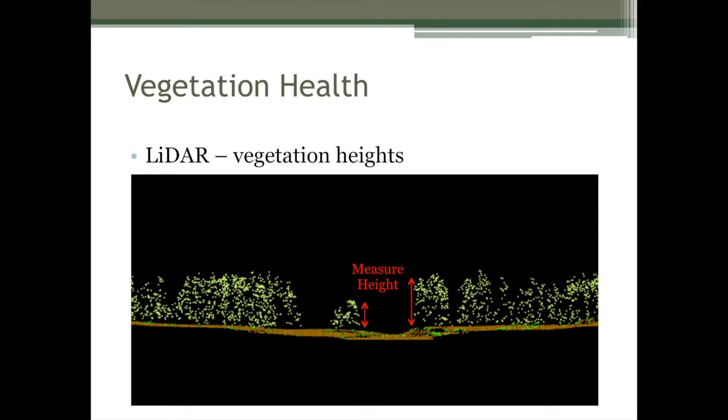As well as with LiDAR, you can measure the vegetation heights. It sends millions of points that kind of reflect off the surface. And so you can get an elevational model of the surface, and then as well as the tops of the vegetation, and you can measure these differences. So you can decide whether it's meeting your trajectory of your reclamation. You know, are those trees matching the heights where they should be, or are they stunted? There's a couple of different ways you can use that.